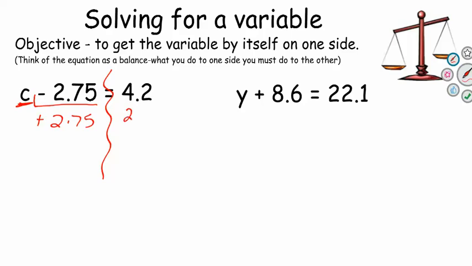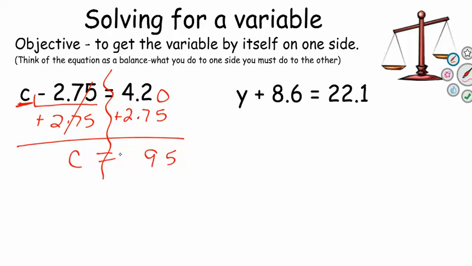Remember to line up those decimal places. I'm going to add it. This would cancel out, so I'm left with C equals, I'm going to add a 0 there, so that's 6.95.